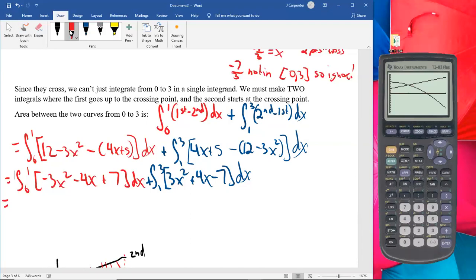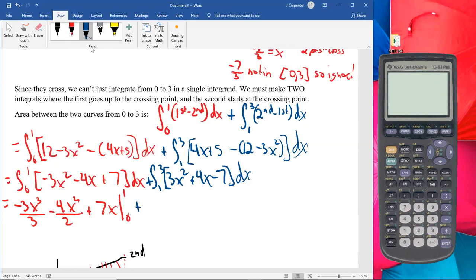Let's do the integrations. Add 1 to each exponent, divide by the same. Leave the coefficients. That's negative 3, x to the third over 3. Added 1 to the 2, 3, divide by the same value, minus 4, x squared over 2, plus integration of a constant to linear, 7x. And we're evaluating that from 0 to 1. And plus. Now, these are going to be the same, just opposite in signs. That's 3x cubed over 3 plus 4x squared over 2 minus 7x, evaluated from 1 to 3.